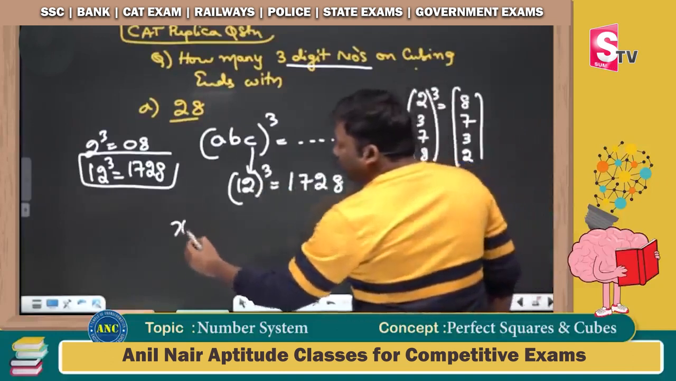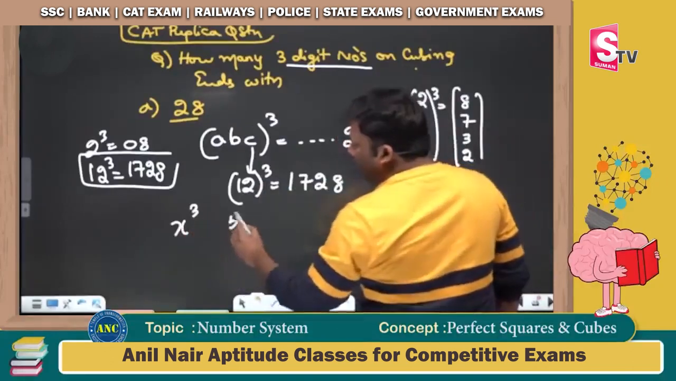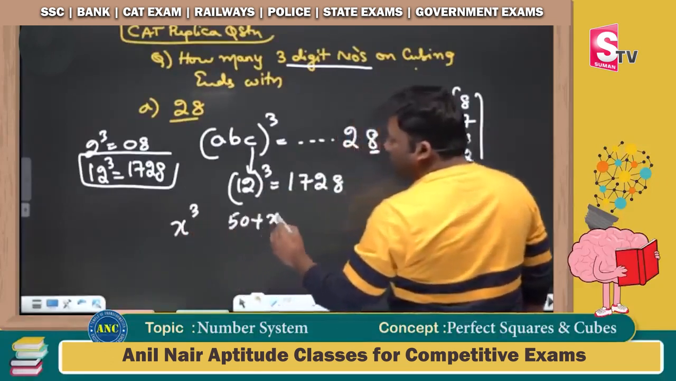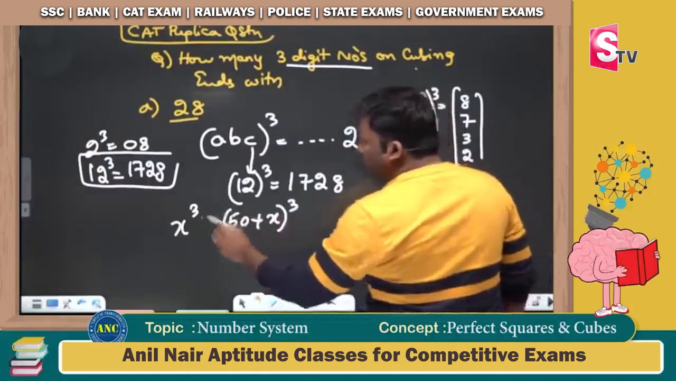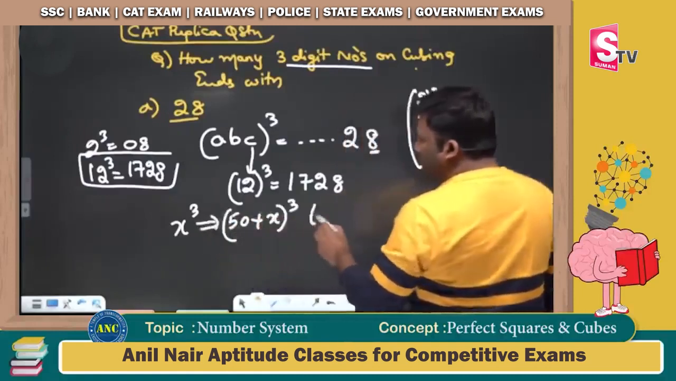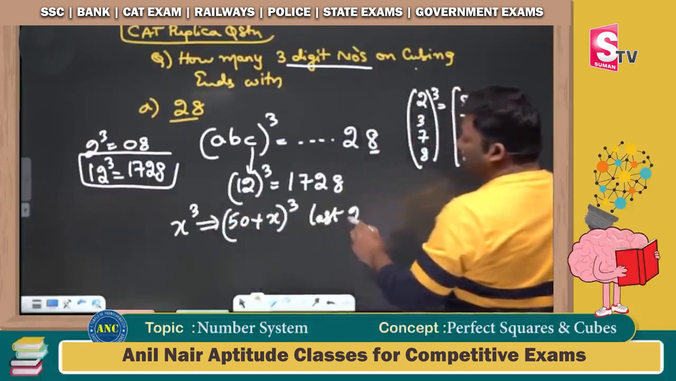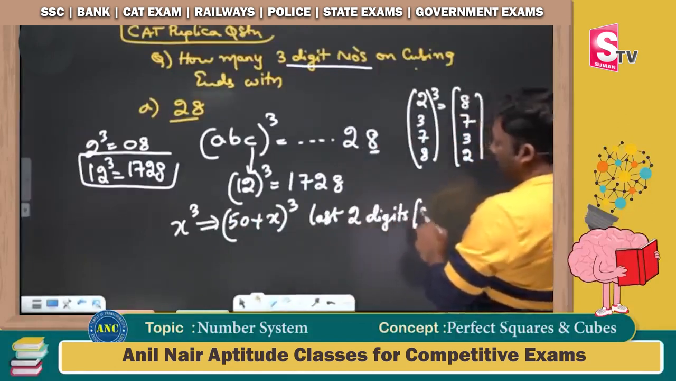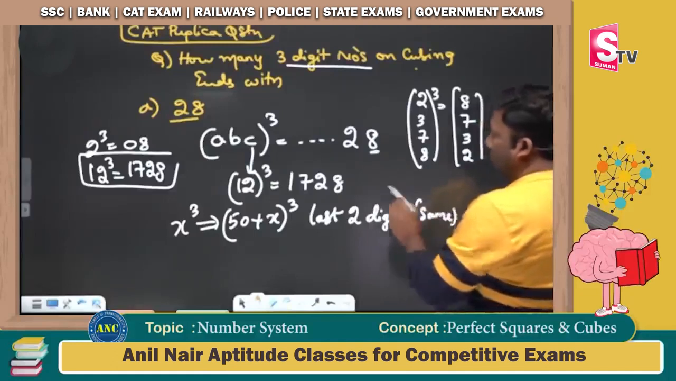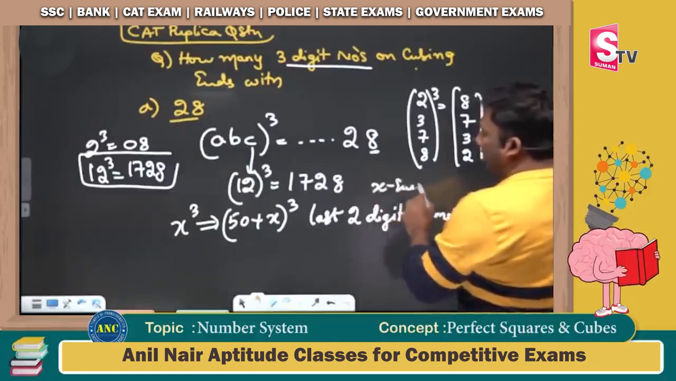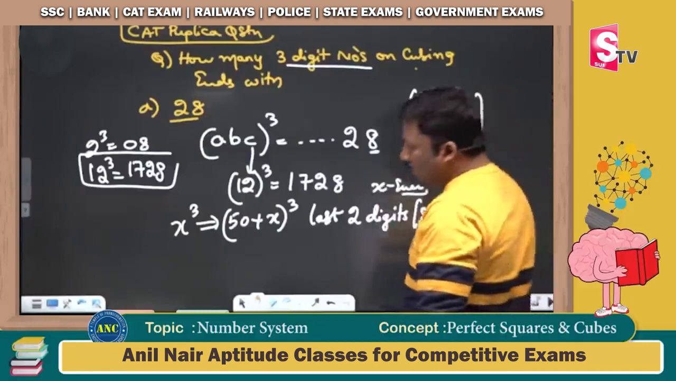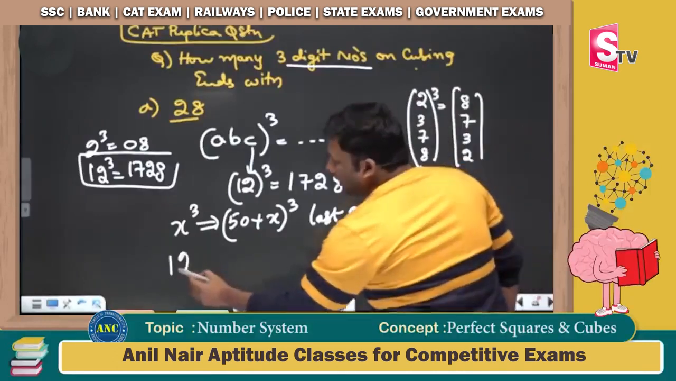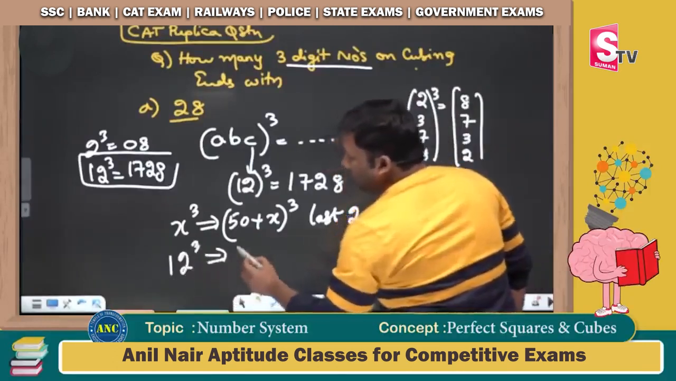What is the logic that we discussed? X cube and (50 plus x) whole cube: last 2 digits will be the same. When will it be the same? When x is an even number. Is 12 an even number? Yes. So if it is 12 cube, what will be the next number?